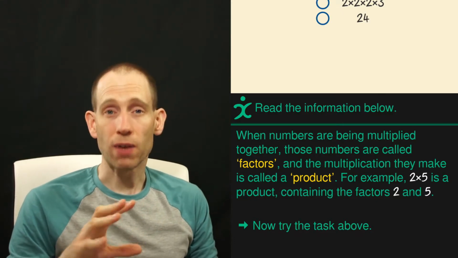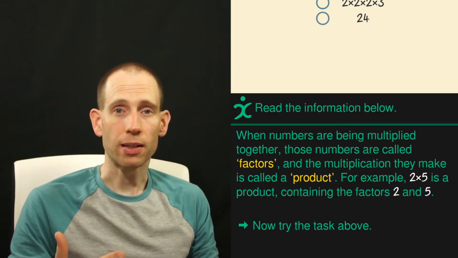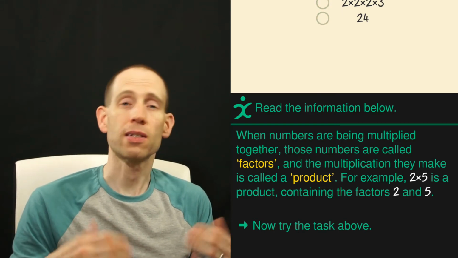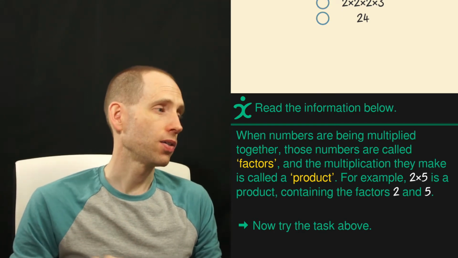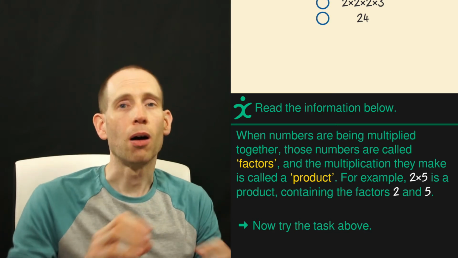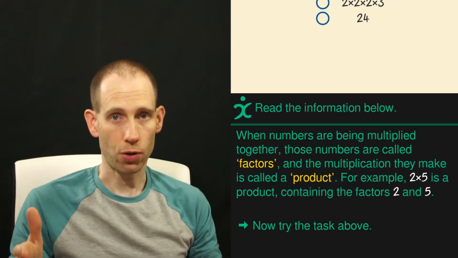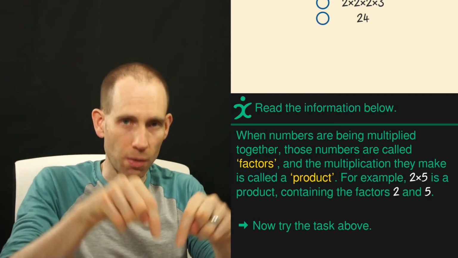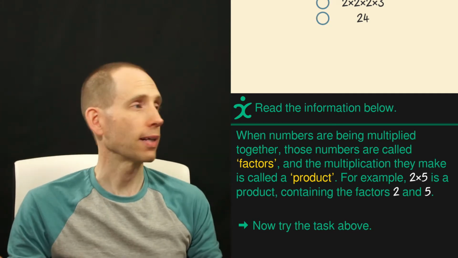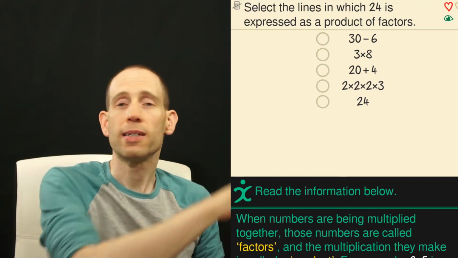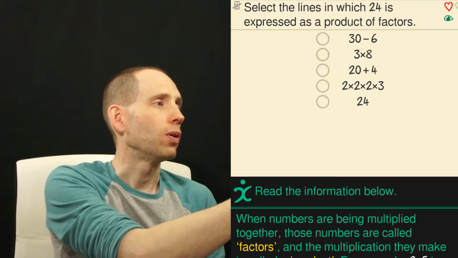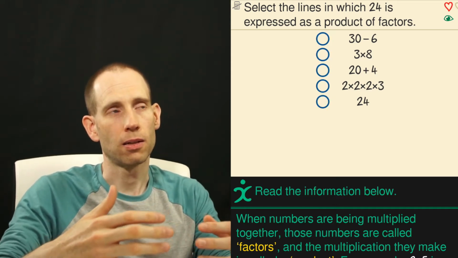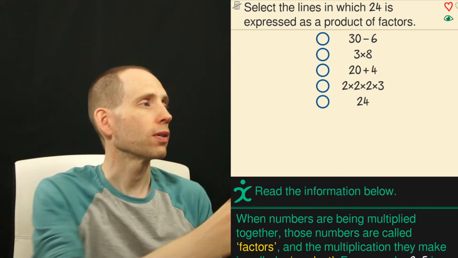So this task here is just flagging up some vocabulary that we might be familiar with from working with numbers, but these are terms that we use quite a lot in algebra. So a number of factors are multiplied together to make a product. So when you've got things multiplied together, that's called a product, and the things that are being multiplied together are called the factors. So all of these lines here equal 24, but only some of them are written as products or factors multiplied together as a product.